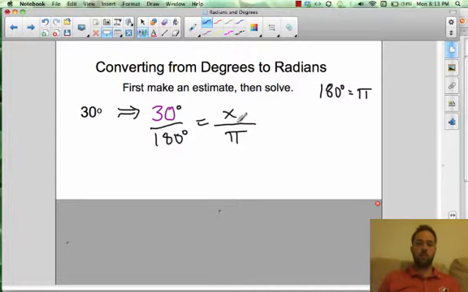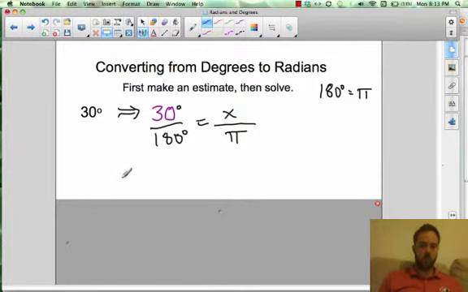Now the reason I put them in the denominator here is it simplifies our cross multiply a little bit. So I can just take pi and multiply it over here by 30 degrees, and I can divide it by 180 degrees, and then we're done our problem.